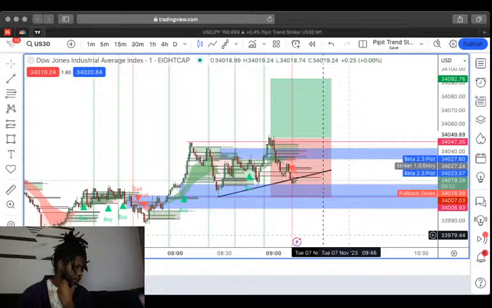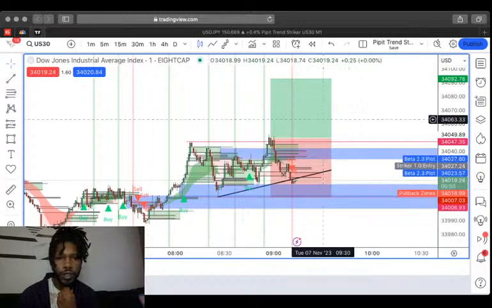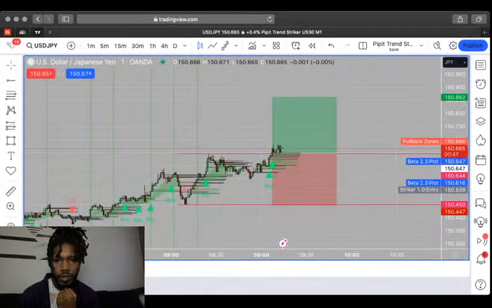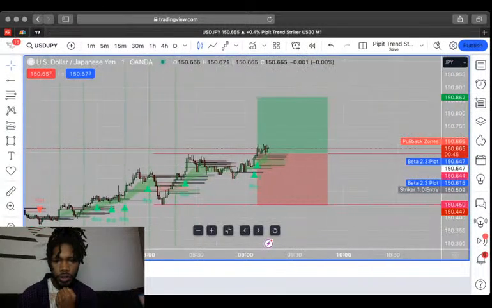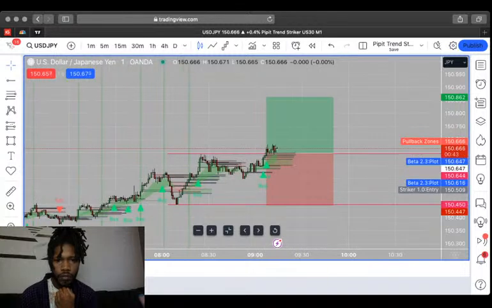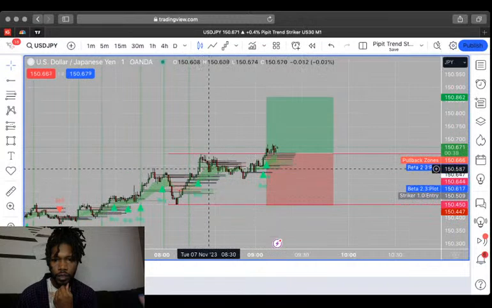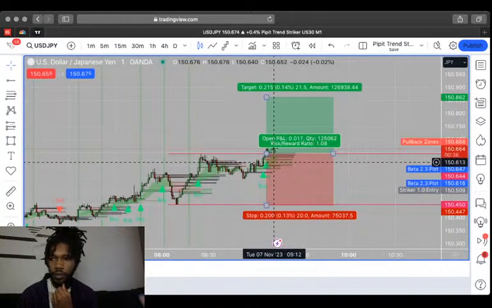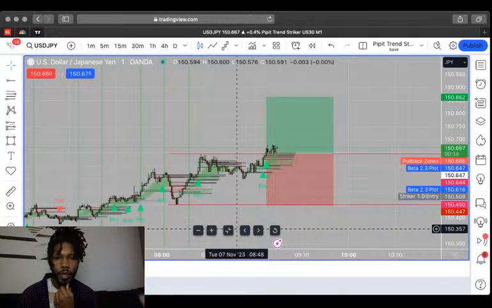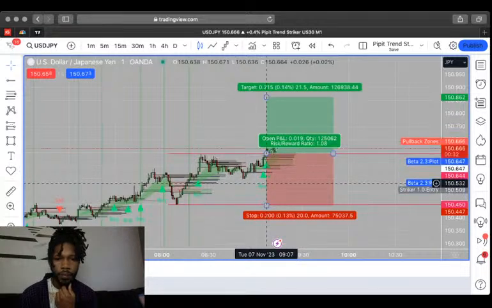All right, UJ is in profit. UJ is in profit nicely. All right, so that's looking good. We did have a buy momentum back here. We do have our trend ribbon green. We have our beta system buys.